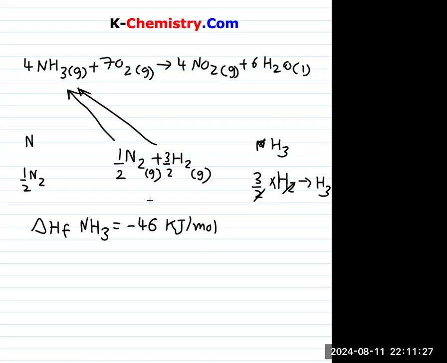for every mole of the NH3. But since I don't have only 1 NH3, I have 4 NH3. That's why I have to multiply this value by 4. Again, let's have a look. You are forming NH3. To form 1 NH3, it's negative 46, but you need to form 4 NH3. So multiply it by 4, you will get minus 184 kilojoule per mole.